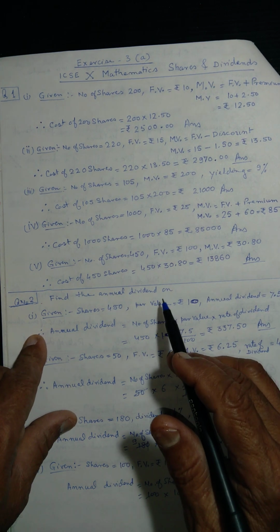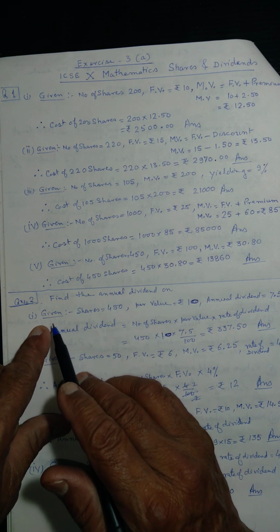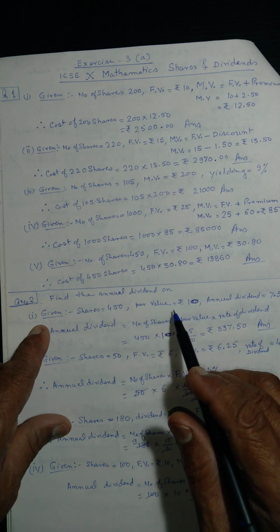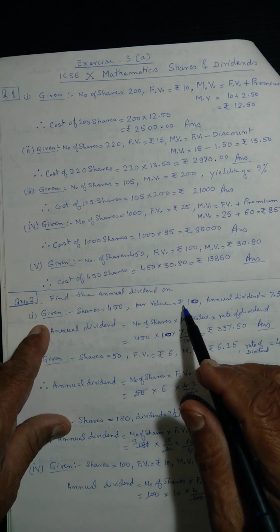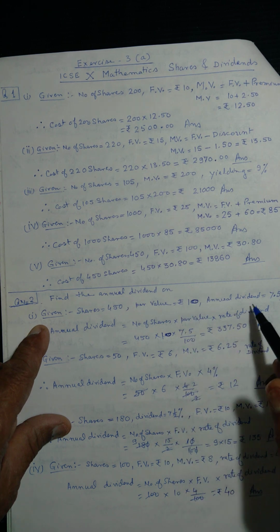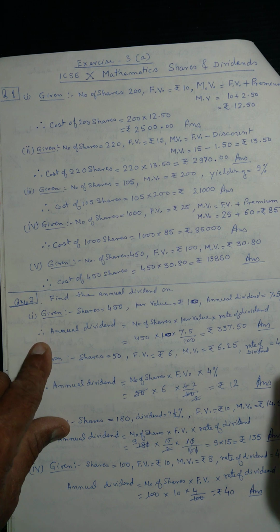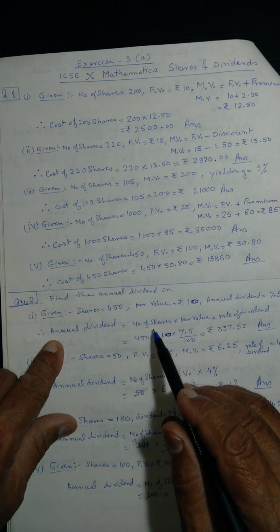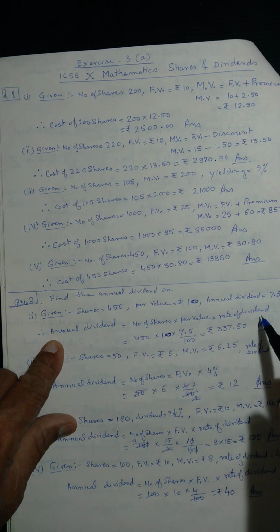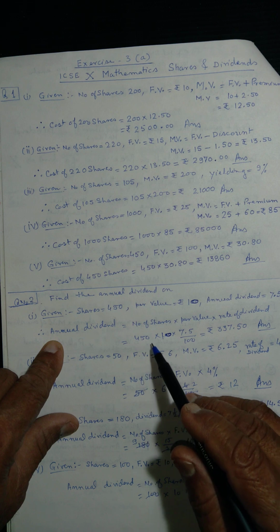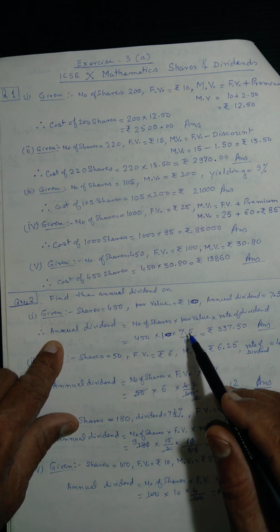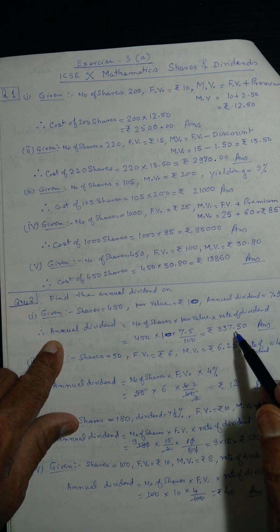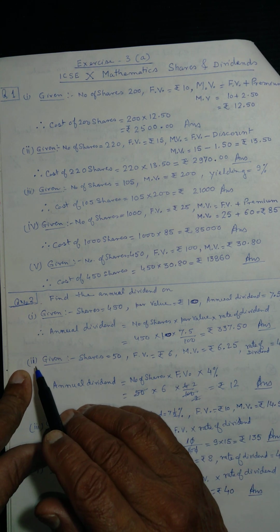Now question number 2. Find the annual dividend when given, first part, that the shares are 450, par value, or you can say the face value, both are the same thing, so rupees 10, annual dividend is given, that is 7.5%. Therefore the annual dividend is equal to the number of shares into par value into rate of dividend, that is 450 into 10 into 7.5 upon 100, this will be equal to rupees 337.50.